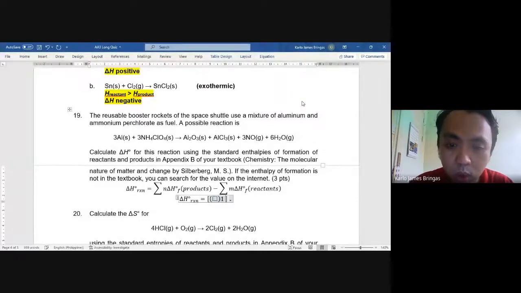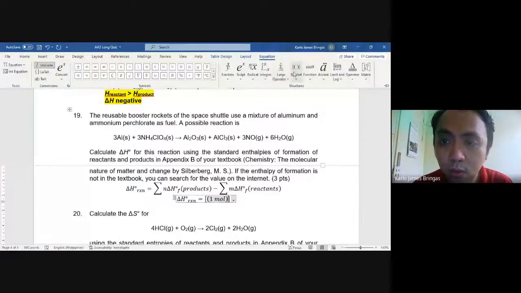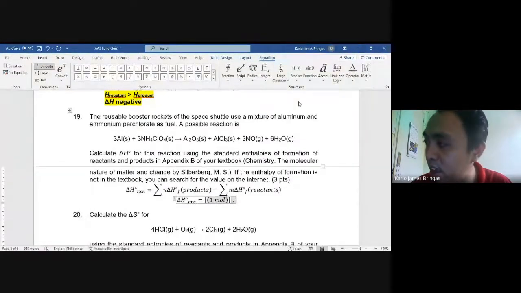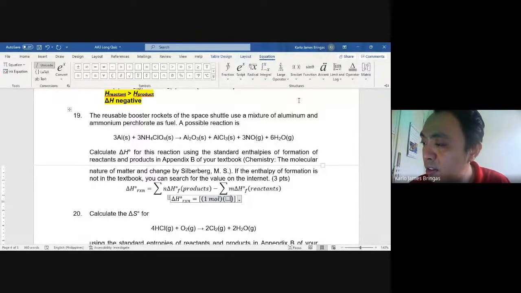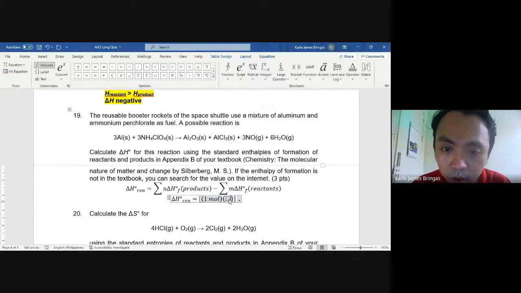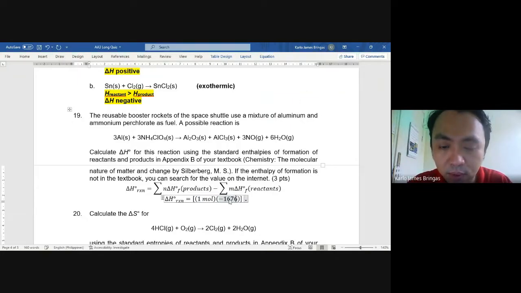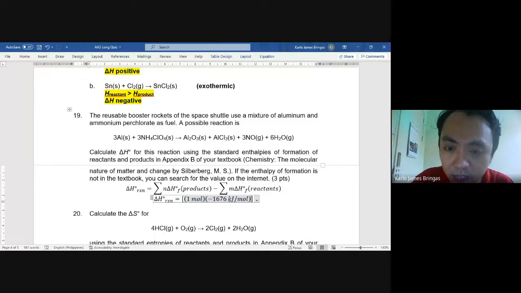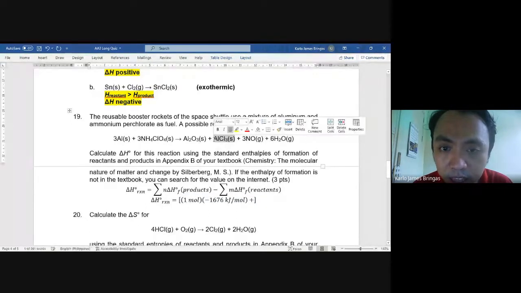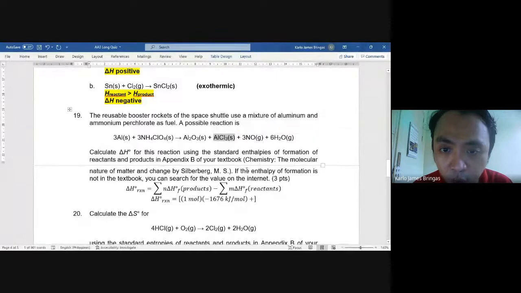So that's 1 mole times, from Appendix B of the textbook, I can find there the standard heat of formation of the aluminum oxide. So this is negative 1676 kilojoules per mole. To this one, I add the term for aluminum chloride. Aluminum chloride in the balanced chemical equation here has a coefficient of 1.